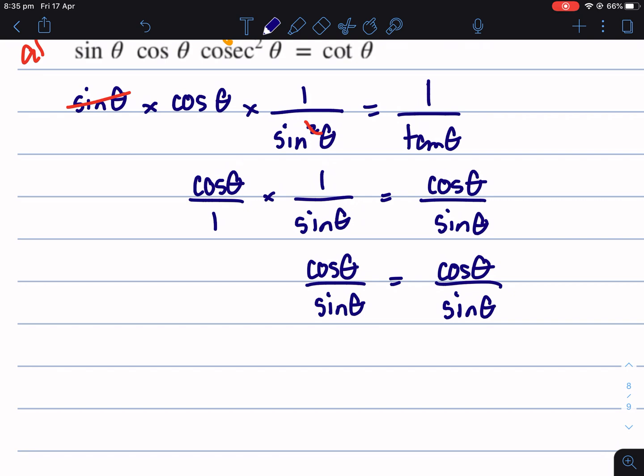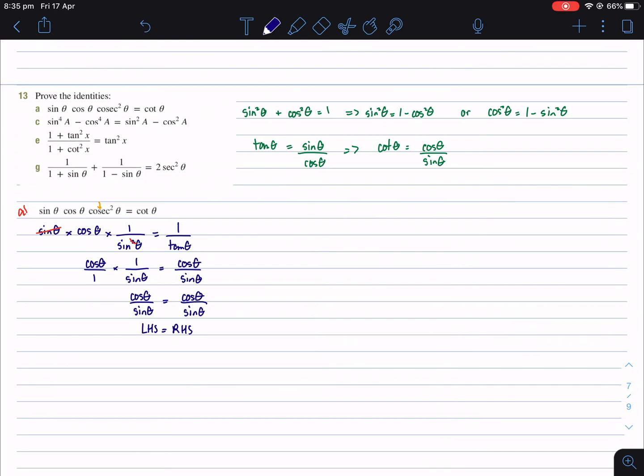This is what I hate, having to write it out once you already know it. All right, next one.